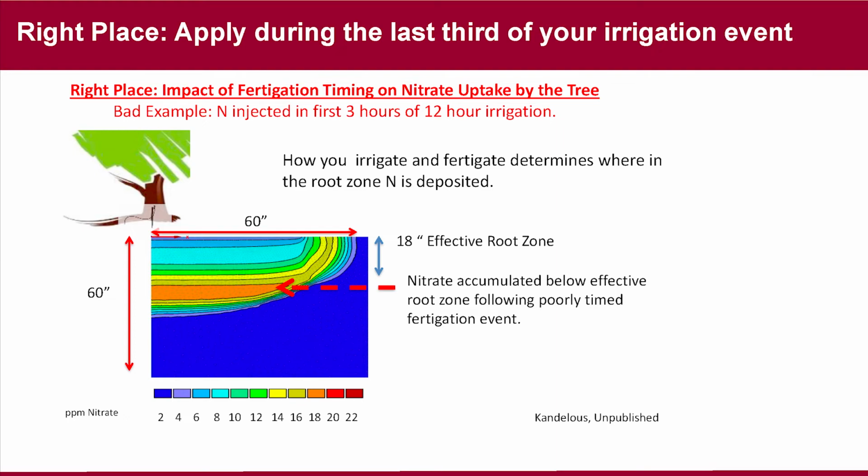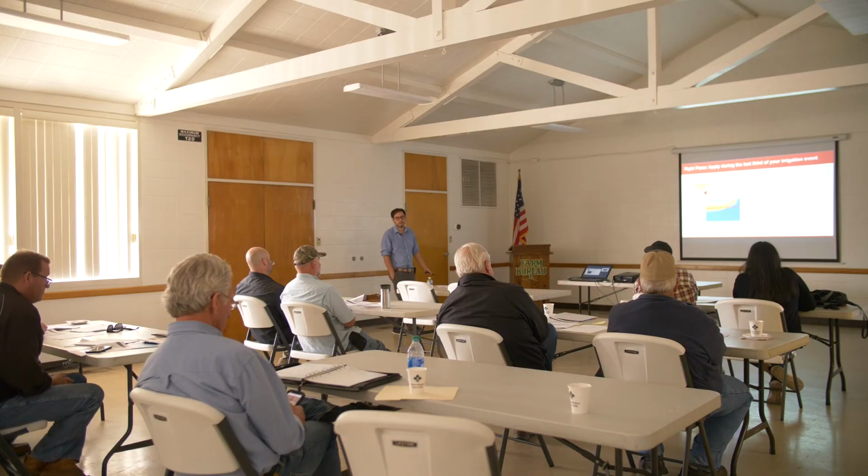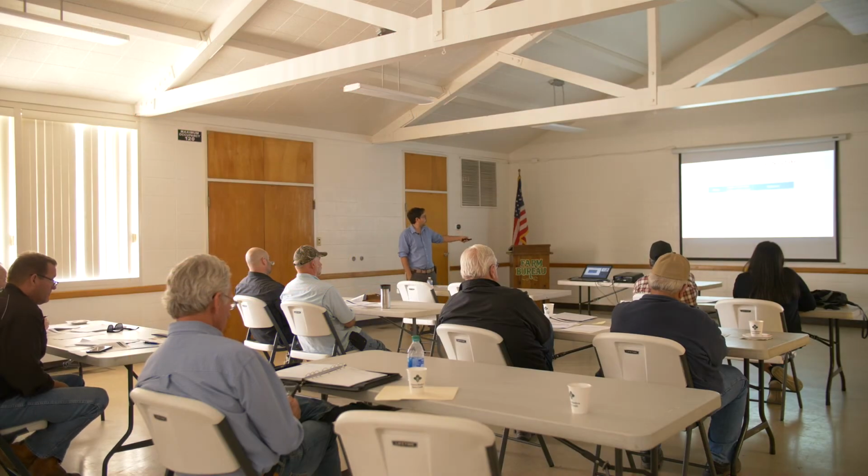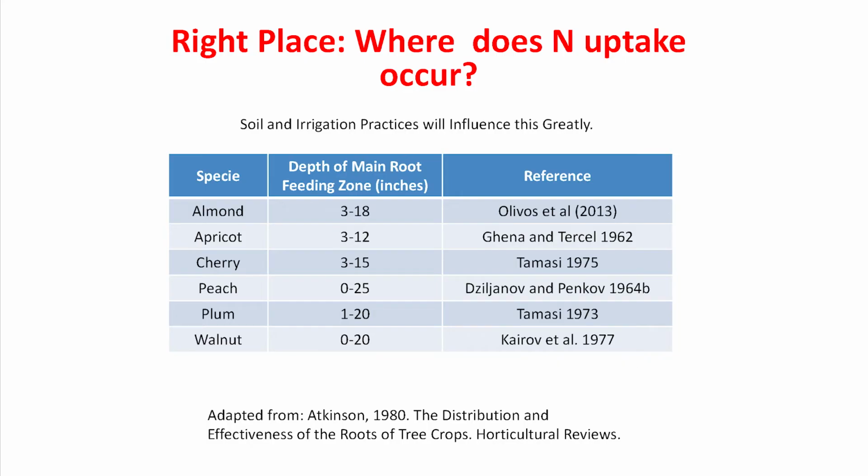What do you think about that? Good or not good? Not good. Not good, because it gets accumulated beyond the active root zone that almond trees have to uptake that nutrient. In our studies, we have observed that most of the active roots that are responsible for the majority of nutrient uptake are in the first 18 inches of soil. So your goal is to make sure that that nutrient gets accumulated in those first 18 inches and not below that. So how do you do that?